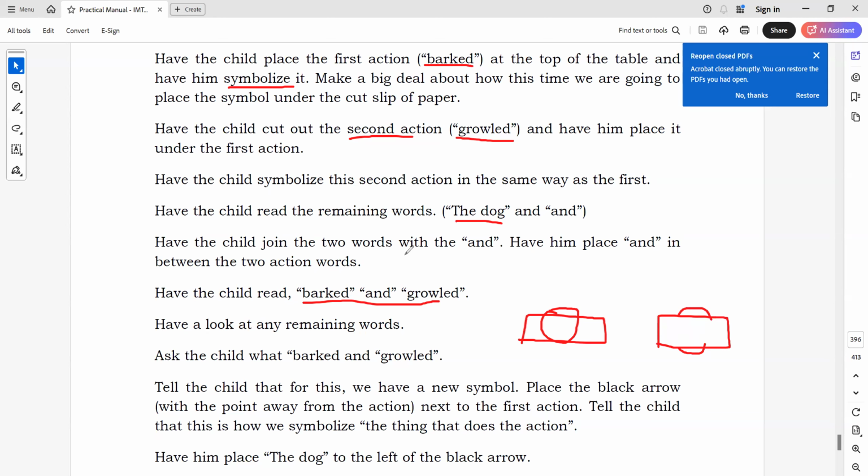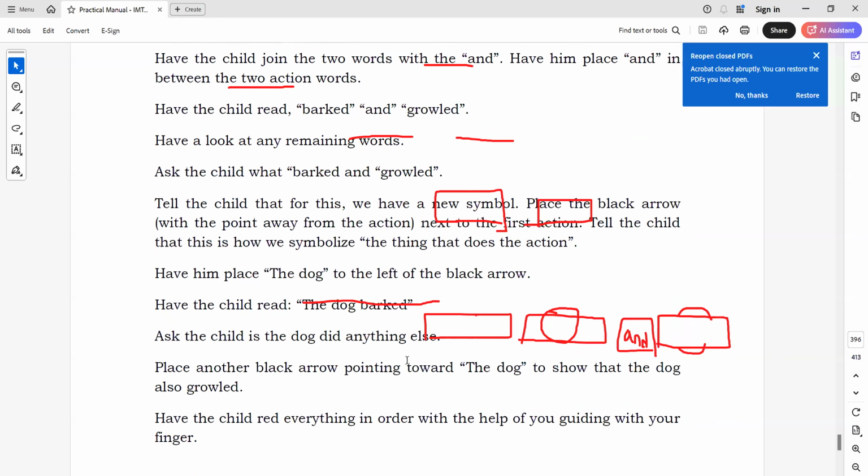Then what are the remaining words I have? The dog and "and". Now, can I join the dog in the center? It doesn't make sense. So what do I have to put? I have to put "and" in the center, and I try to read barked and growled. Then I have to put the dog here. Now, does it make sense? It makes sense, right? The dog barked.